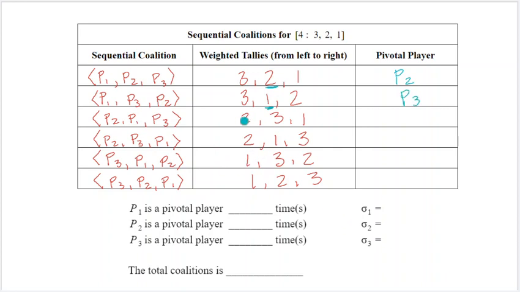Is 2 votes enough to win? No. If we add in 3 votes, now we have 5 votes. That is enough to win. So player 1 is our pivotal player.